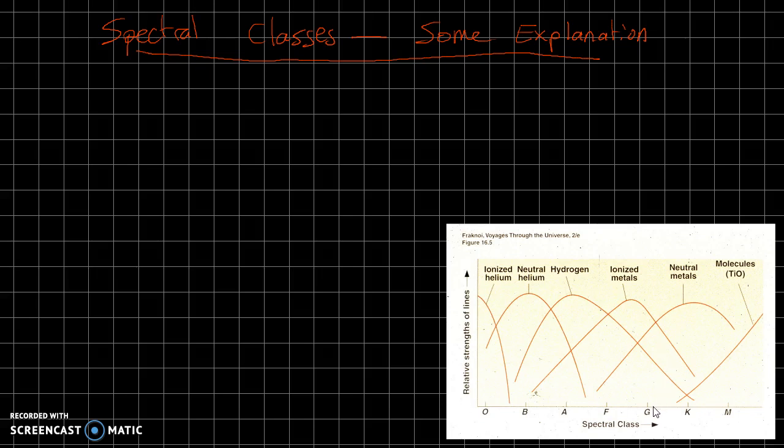So we take a star like the Sun, which is a G2 in its spectral class. It has relatively strong hydrogen lines and very strong metal lines. Metals are all the elements heavier than helium. In astrophysics, anything heavier than helium, well, we call it metal.